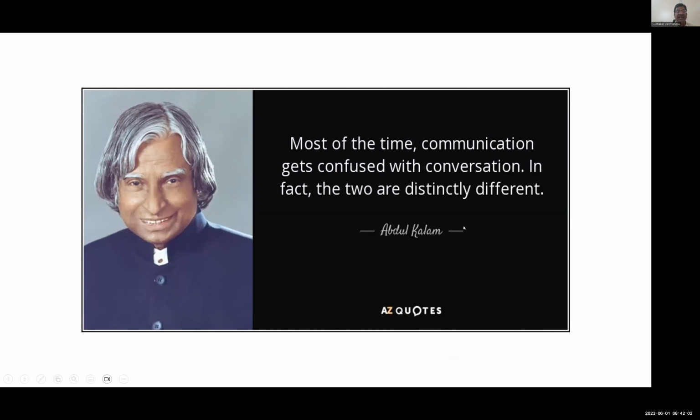And most of the time, our communication is confused with conversation. See, conversation is casual, but communication has a purpose. So both are distinct. This is said by Dr. Abdul Kalam. Nonetheless, next, sir.